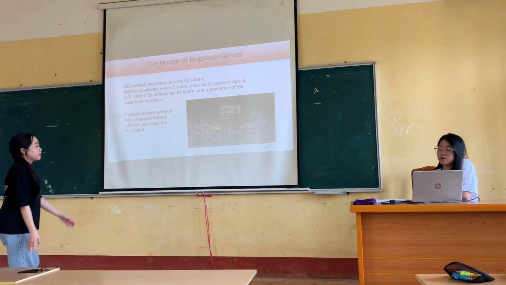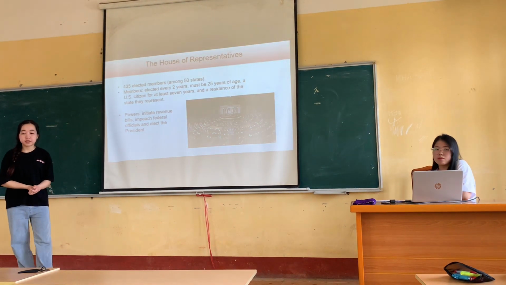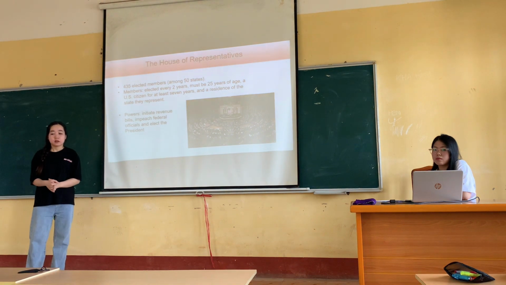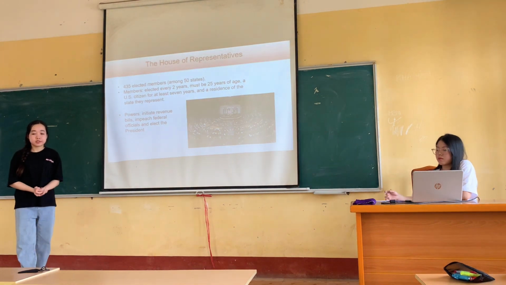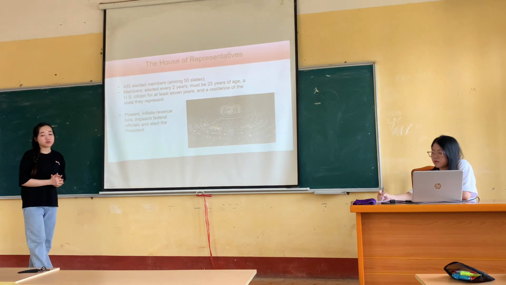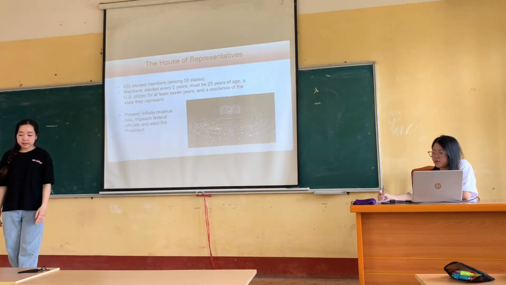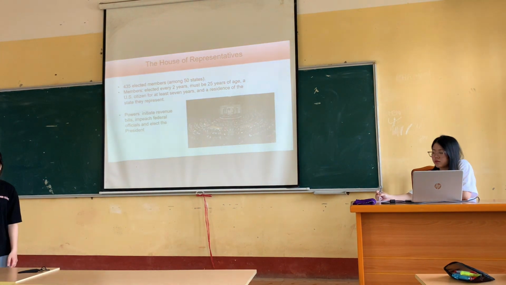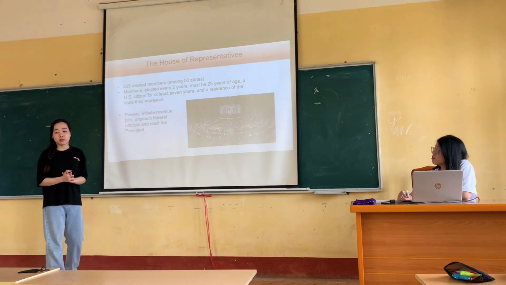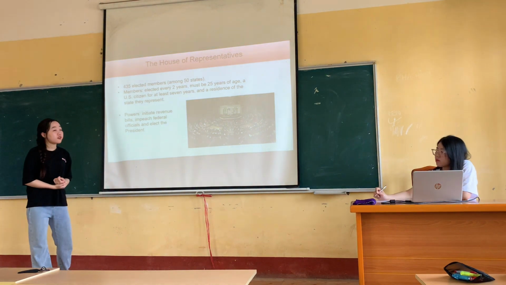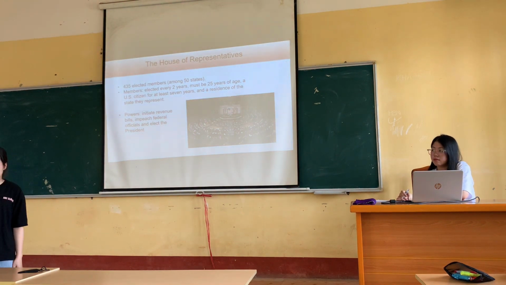In addition to the 435 voting members, there are 6 non-voting members, consisting of 5 delegates and 1 resident commissioner. There is 1 delegate each from Washington, D.C., the Virgin Islands, American Samoa, and the Commonwealth of the Northern Mariana Islands, and a resident commissioner from Puerto Rico.